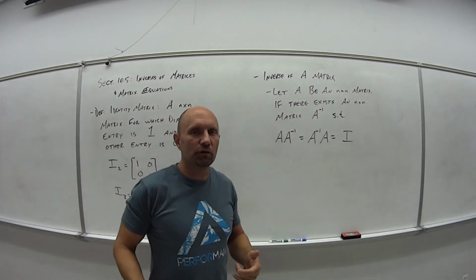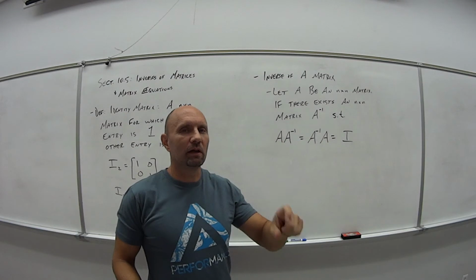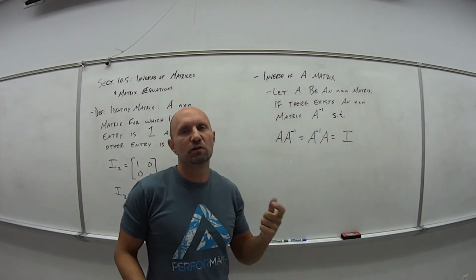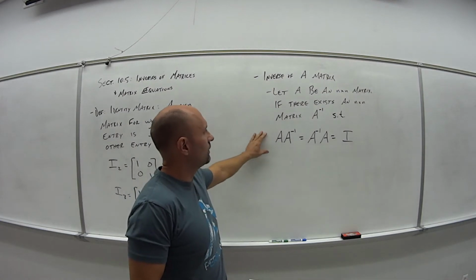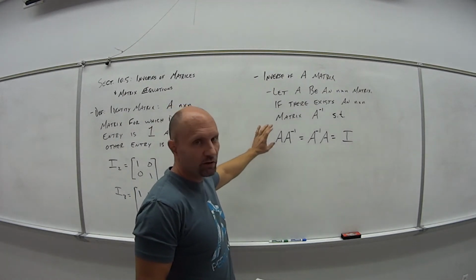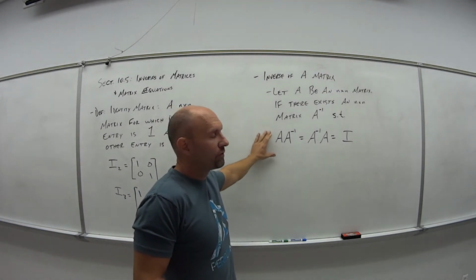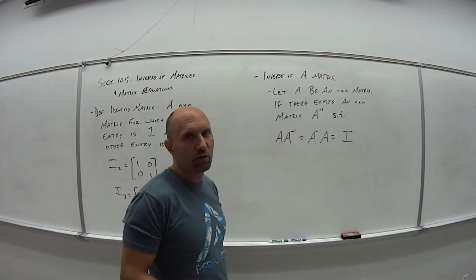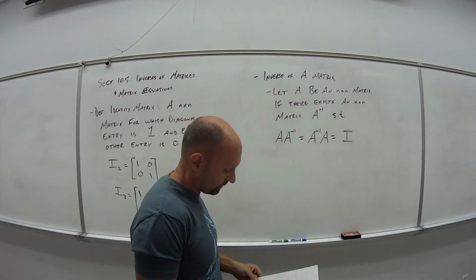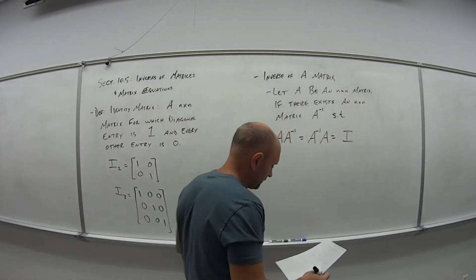When we had inverse functions, we plugged an inverse function into the main function and we should get x once we're done simplifying. Here, if I have 2 matrices that are inverses of each other and I multiply them by each other, it should generate the identity matrix. So let's look at an example.